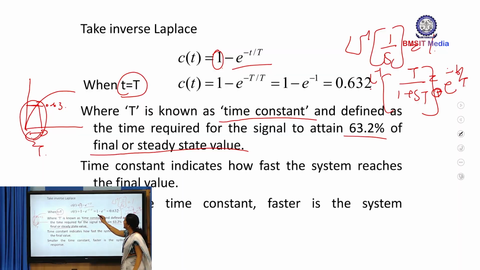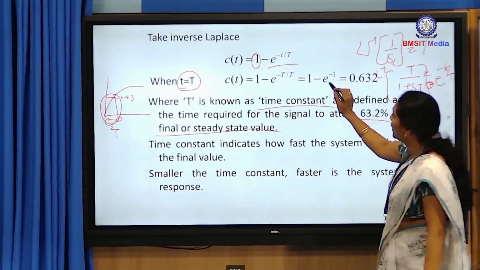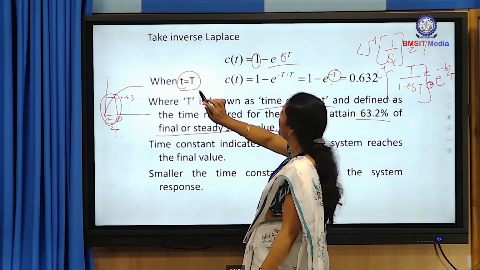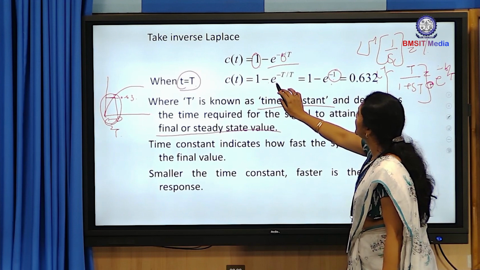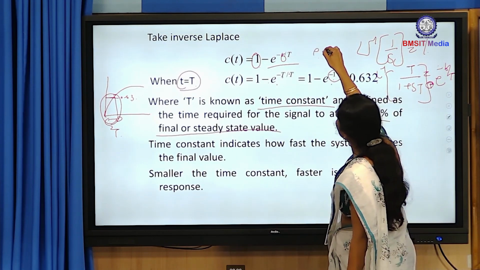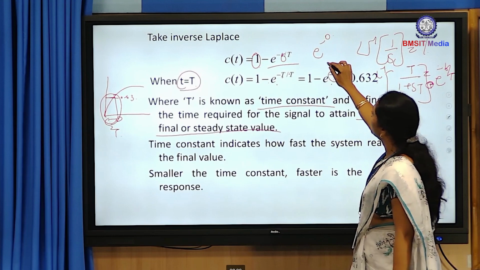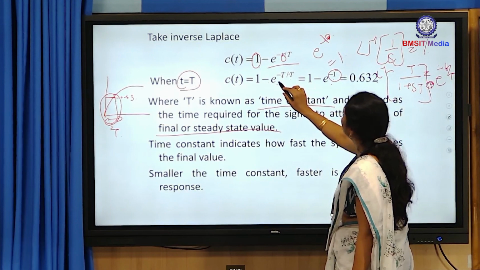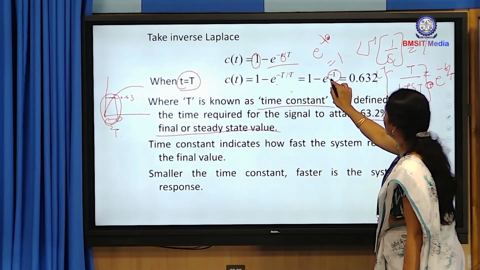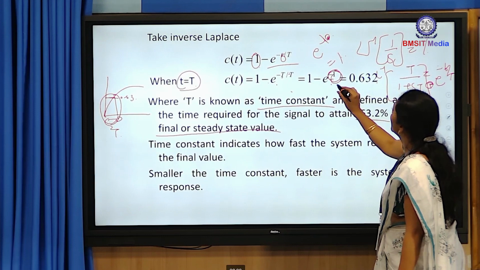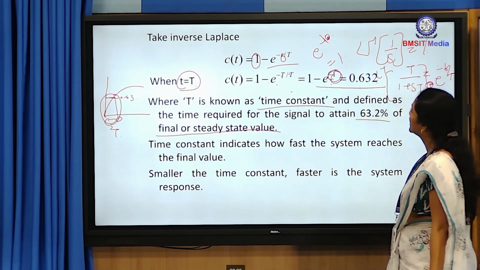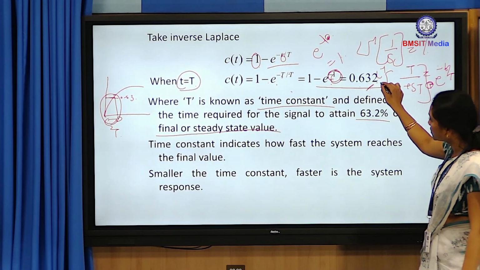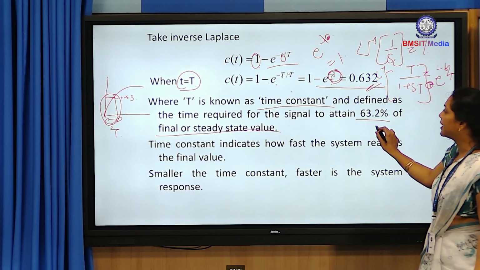So here I can see that 1 minus e to the power of minus 1. How did I get this 1? Because I substituted wherever small t is there as capital T. So 1 minus e to the power of minus t by T. So e to the power of minus 0 is nothing but equivalent to... so e to the power of minus t by T, so e to the power of minus 1. So this is nothing but e to the power of minus 1. Now when I put this in the calculator, you will be getting this as 0.632.